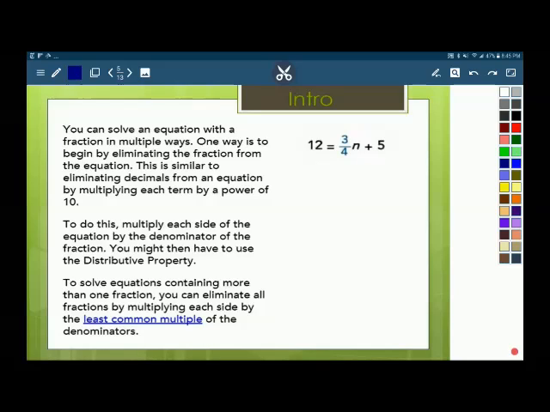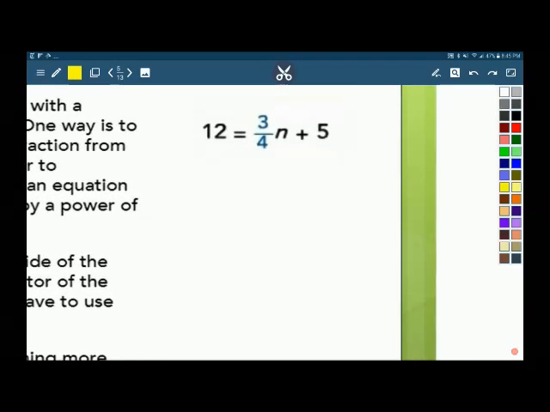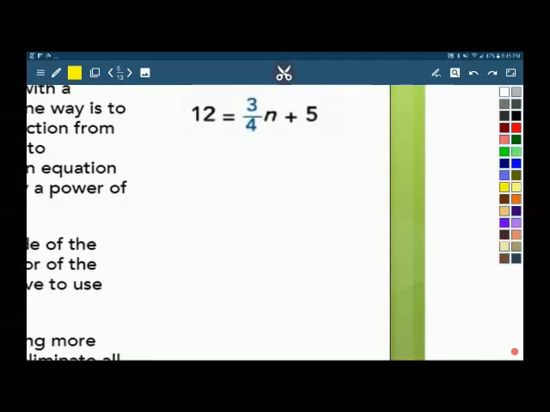The way that we did this was we noticed the least common multiple of that denominator. So if you notice in this equation, the denominator is 4. That means that we're going to want to multiply everything by that 4 because a fraction really is just a division problem. So what this is saying is 3 divided by 4. What's highlighted in blue really means 3 divided by 4.